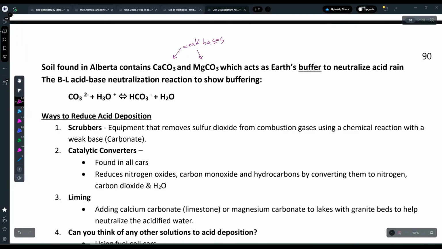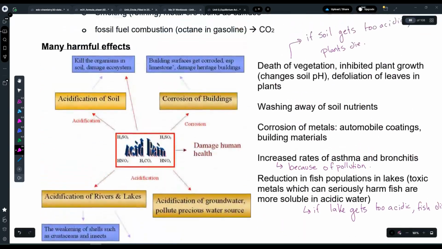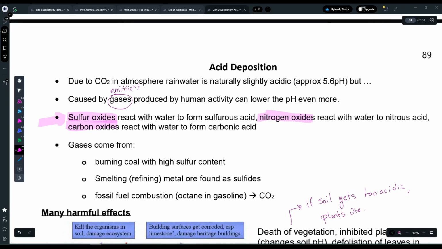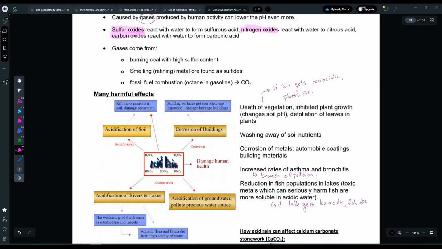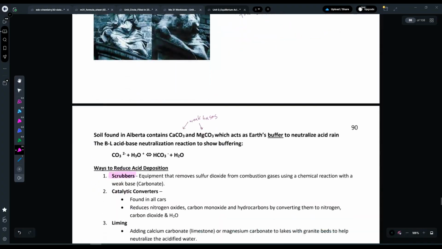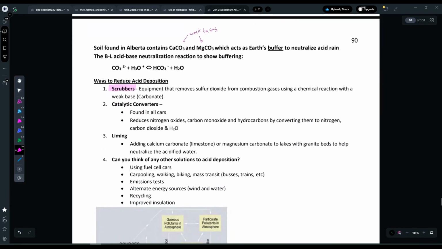Now, there are a few ways in which we can reduce acid deposition. Okay, we can use scrubbers in coal-burning power plants. So what this does is it removes sulfur dioxide from combustion gases. So it basically prevents these sulfur oxides from being formed, and therefore the sulfurous acid can't be formed if there's a reduced amount of sulfur oxide being pumped into the atmosphere here.